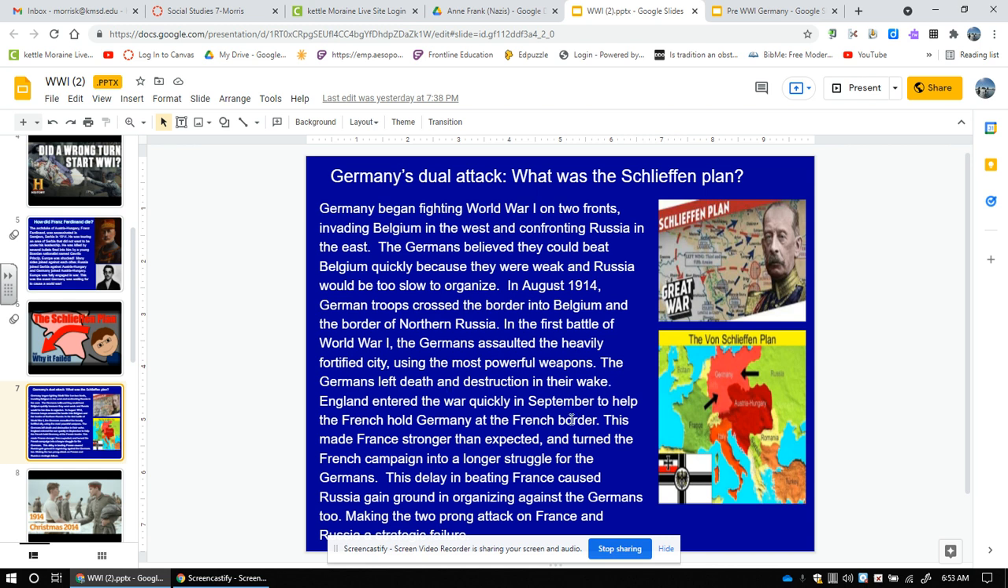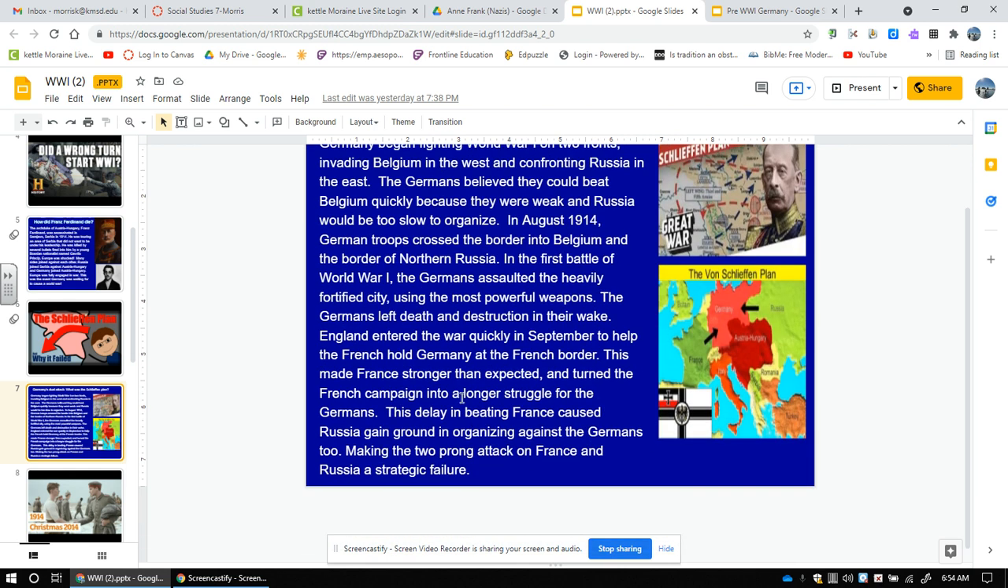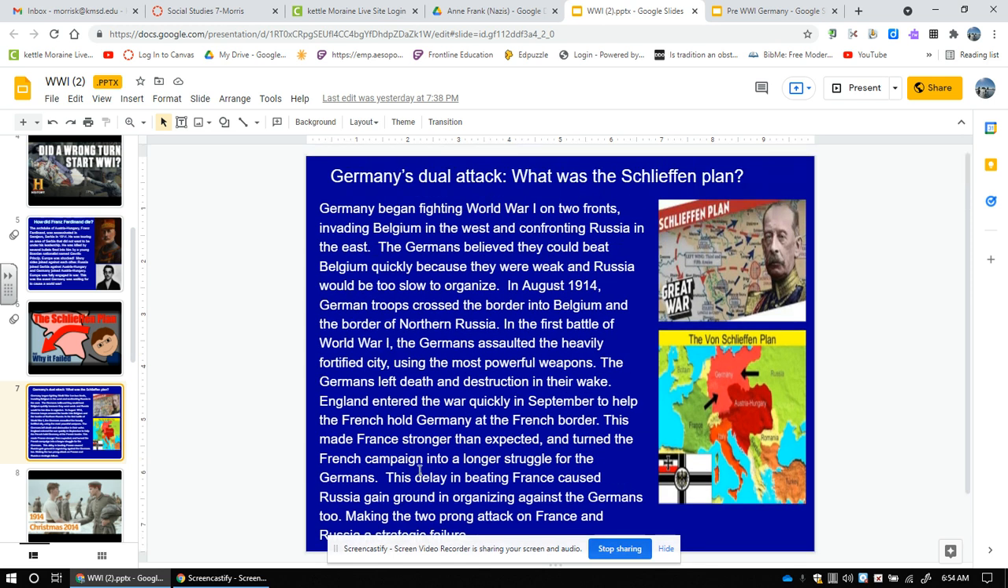England entered the war quickly in September to help the French hold Germany at the French border. This made France stronger than expected and turned the French campaign into a longer struggle for the Germans. This delay in beating France caused Russia to gain ground in organizing against the Germans too, making the two-prong attack on France and Russia a strategic failure. Who are we talking about here? What about them? Why did they do this, and how did it happen?